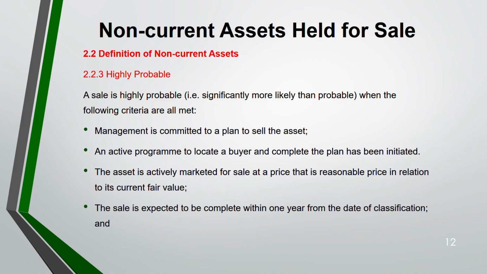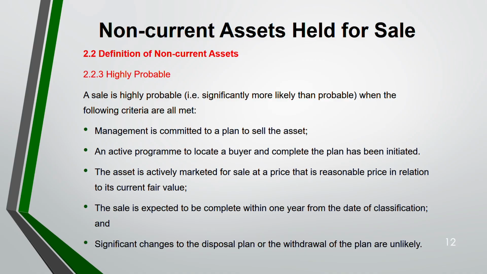The sale is expected to be complete within 1 year from the date of classification, and significant changes to the disposal plan or the withdrawal of the plan are unlikely. You're not going to change the plan. So these are the 5 points. If they are present, your sale is highly probable and it will be classified as held for sale. If any of these points is missing, your asset will not be classified as held for sale.